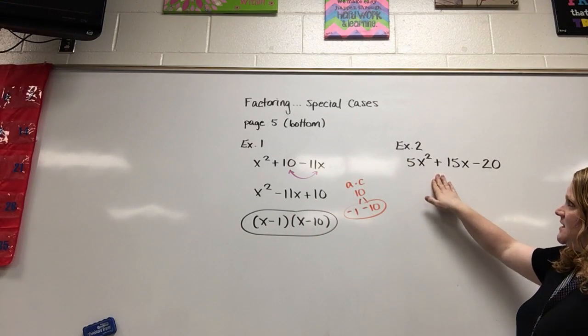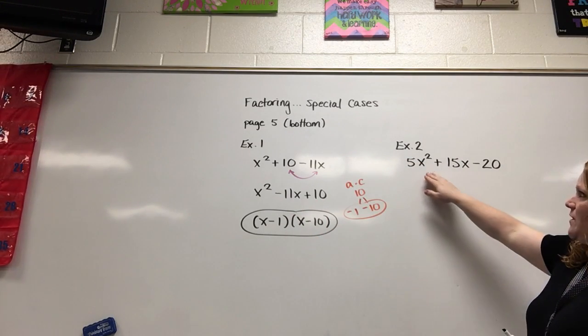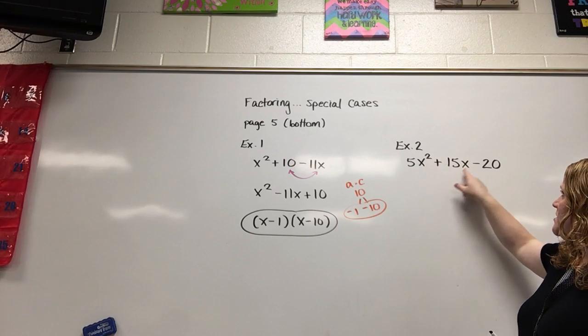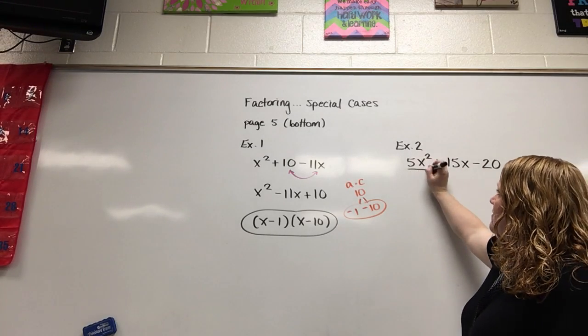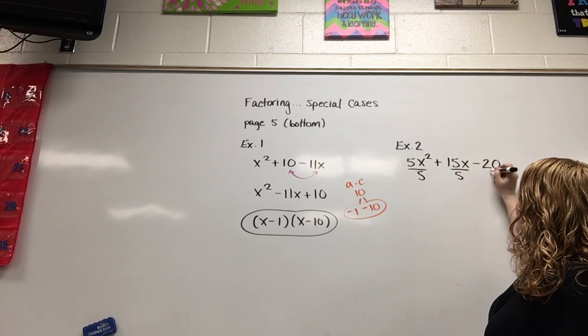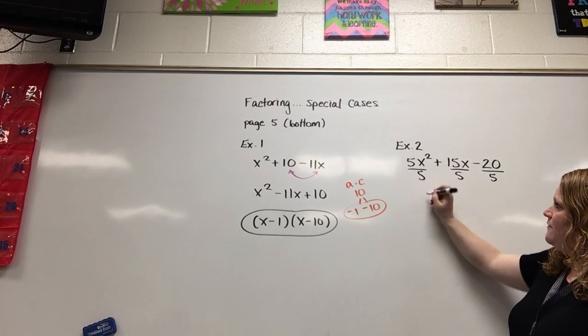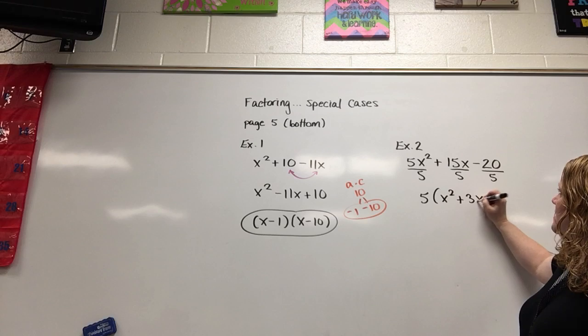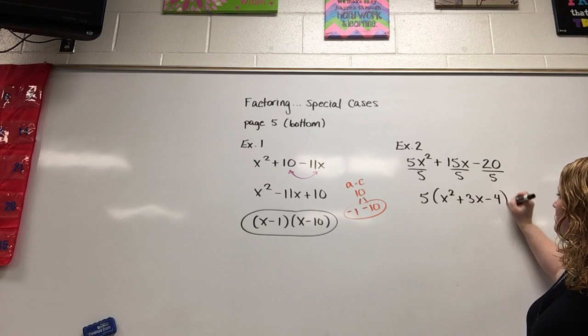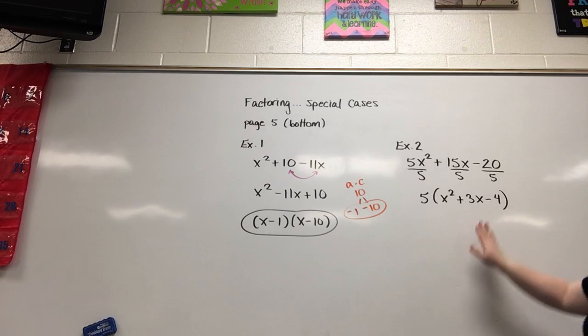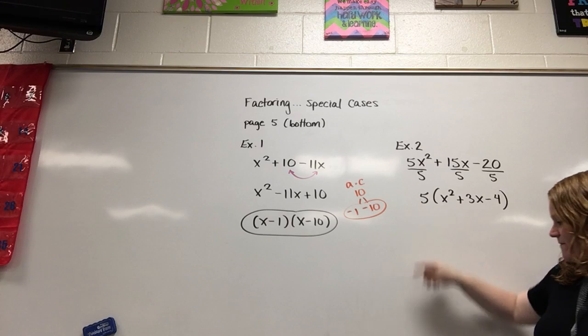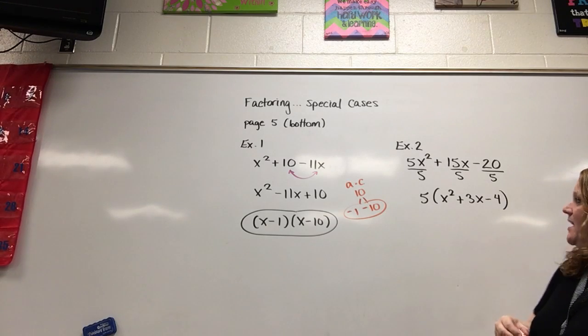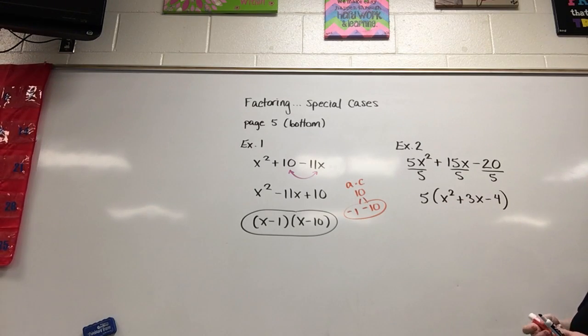All right, the second example at the bottom of page 5, you'll notice that you have a GCF. All three terms are divisible by 5. Now, it is in standard form, but we're going to factor out the 5, which leaves us with x squared plus 3x minus 4. Now, when we look at this, we keep the 5, but we're still going to do the AC method, and a is 1, c is negative 4.